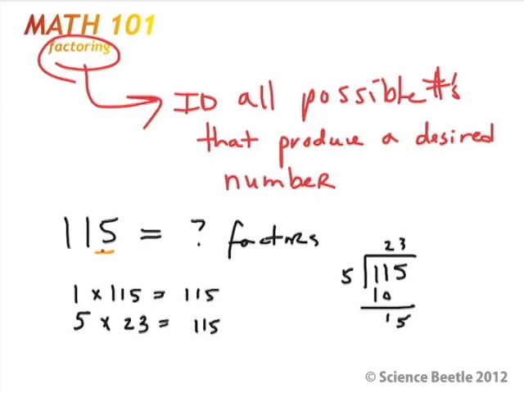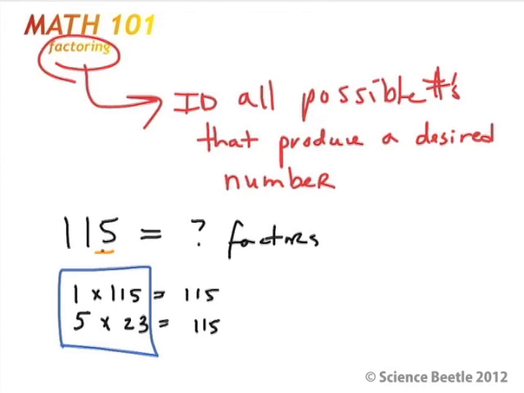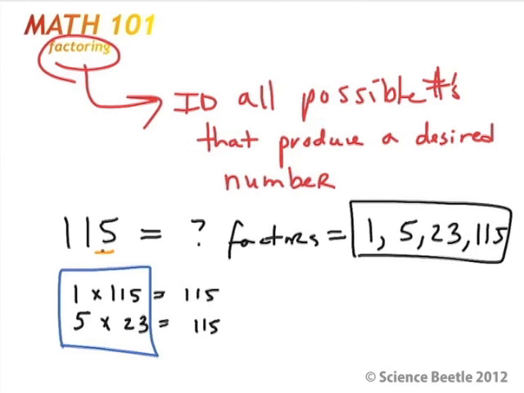And that pretty much does it. So the factors that we're looking for are the following. Let me just circle those. These are all the possible factors. So when I come back over here and try to answer this question, what are the possible factors of 115? I'm going to write 1, 5, 23, and 115. Those are all the factors of 115.